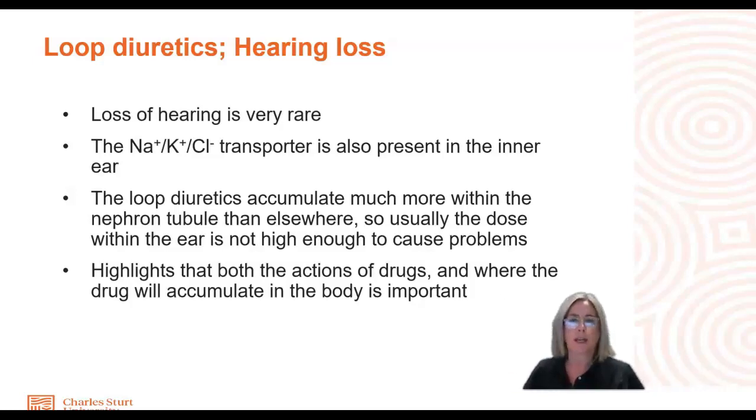However, if somebody is taking multiple drugs and there are drug-drug interactions that cause the loop diuretic to be at a greater concentration in the blood compared to what you want it to be, then this risk of hearing loss increases. Or if somebody has kidney impairment, which increases the half-life of a drug and also the concentration of it in the blood, then that can also increase the risk of hearing loss. And so I guess this just does highlight that both the actions of a drug and where the drug will accumulate in the body is important.